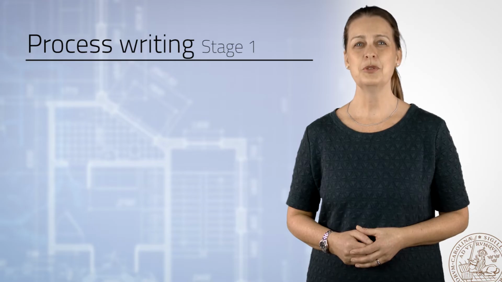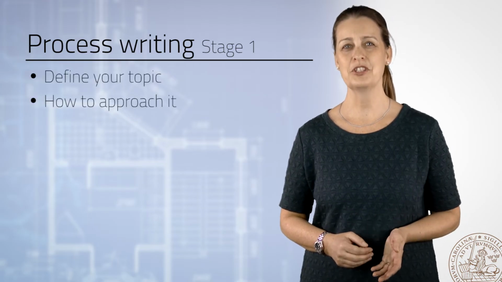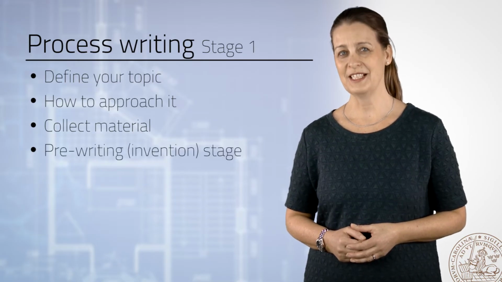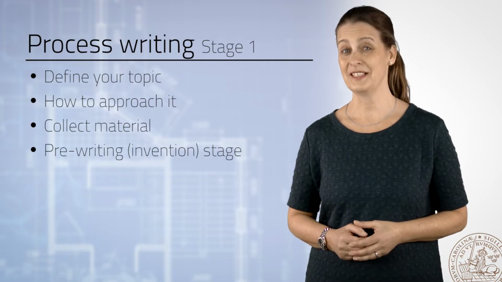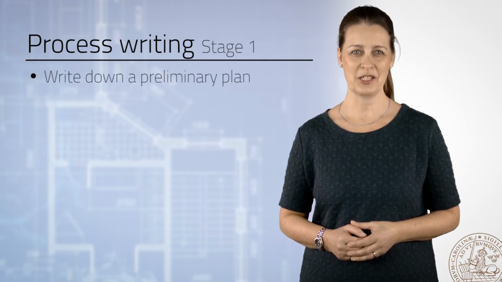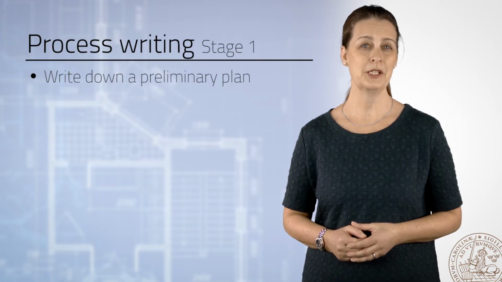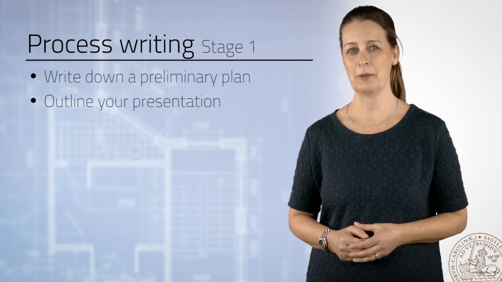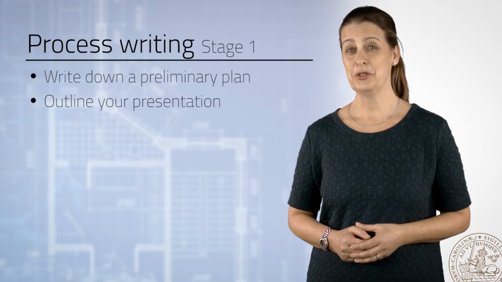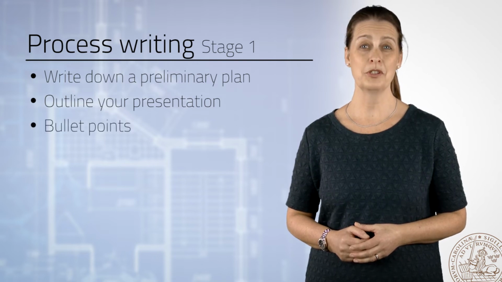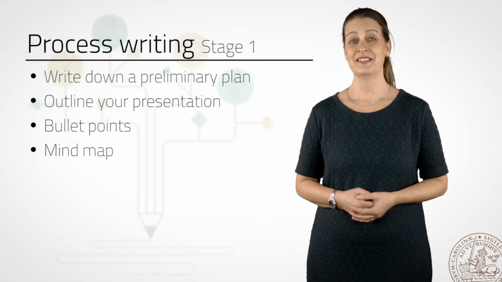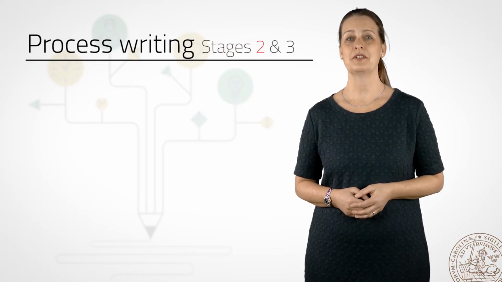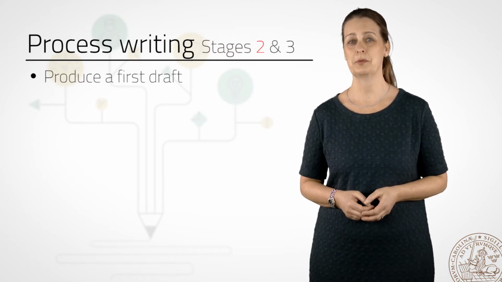Before you start to write, you need to define your topic, decide how to approach it, and of course, collect material for your project. This is the pre-writing or invention stage. At this initial stage, it's a good idea to write down a preliminary plan of what you think will be your main points and also outline how you aim to present your argument and in what order. Depending on what works for you, such initial writing can be done with bullet points or in the form of a mind map. This tentative plan will then serve as a roadmap for your writing, so the second step in the writing process is to produce a first draft based on your blueprint plan.